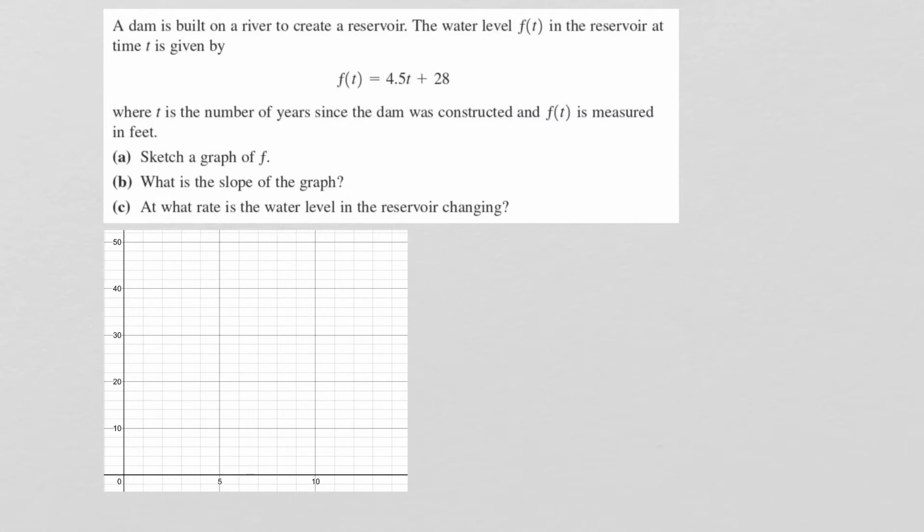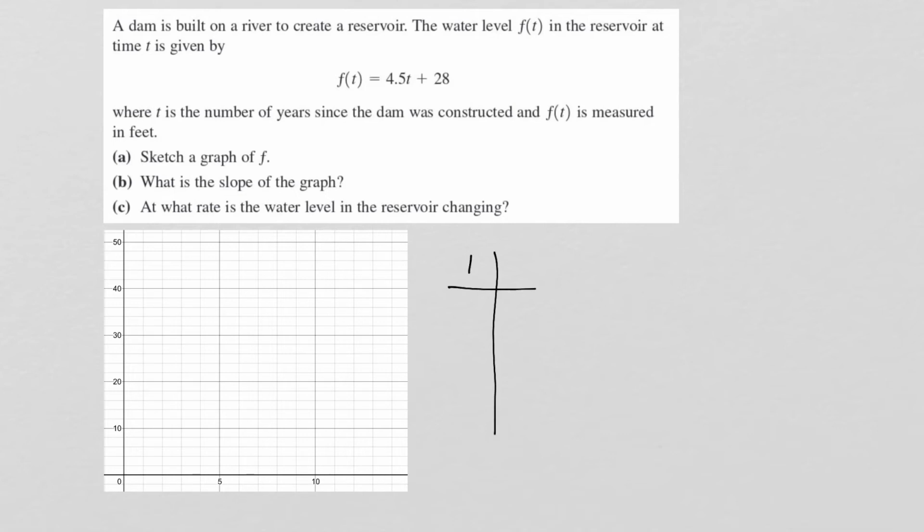So first, let's take a look at how to sketch the graph. Now, as I just mentioned, we have a couple of different ways of sketching that graph. We could use just the slope and the y-intercept, but the slope here is 4.5, and that can be sometimes a little bit more challenging to interpret in terms of graphing. So what I'm going to do here is just pick a couple of points.